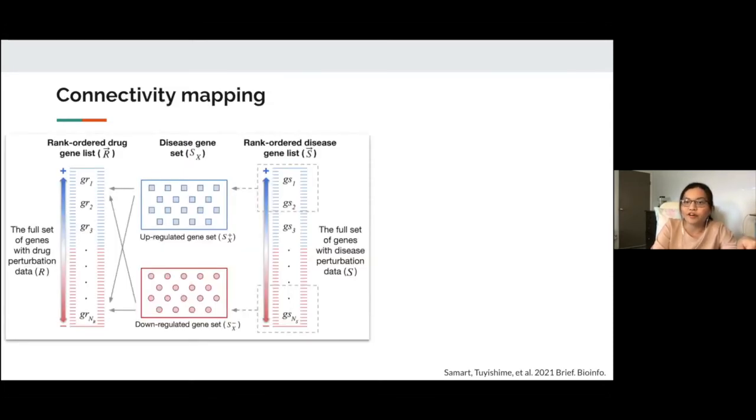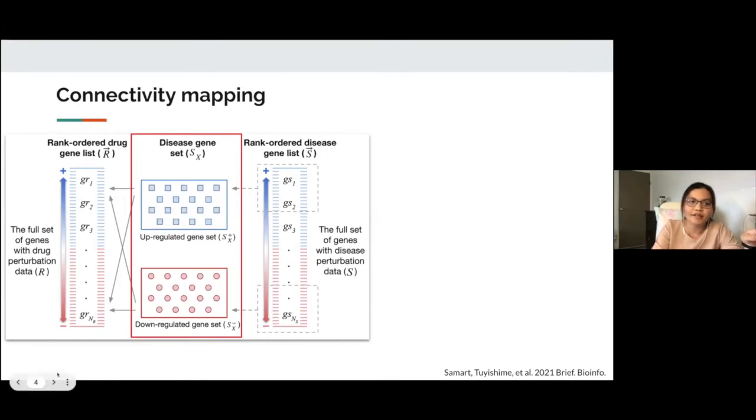The key concept of connectivity mapping is that we compare disease and drug gene expression profiles, starting with a ranked order disease gene list, where we have a list of genes with disease perturbation data, and then we rank all the genes based on their gene expression value in descending order. Then we separate the genes in the list into up and down regulated gene sets. And then we use this disease gene set to compare similarity with the drug gene list. After that, we quantify the relationship between disease and the drug.